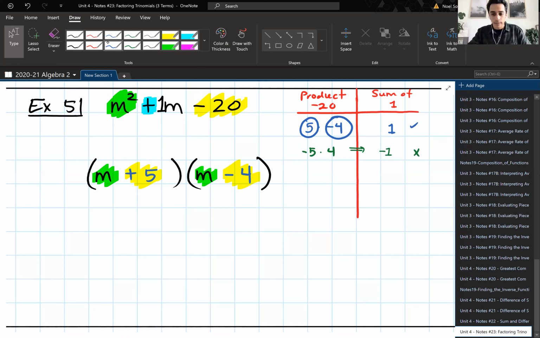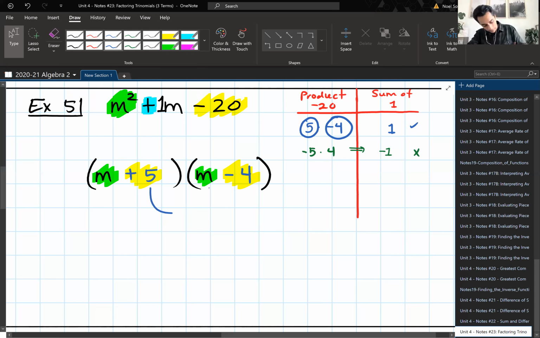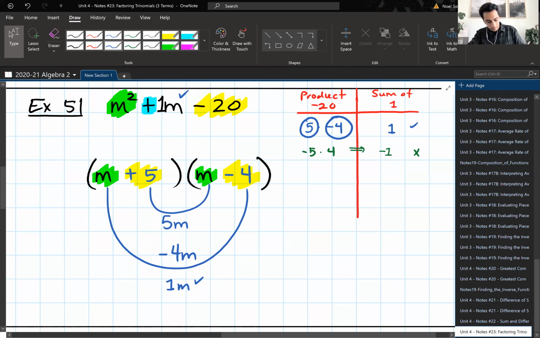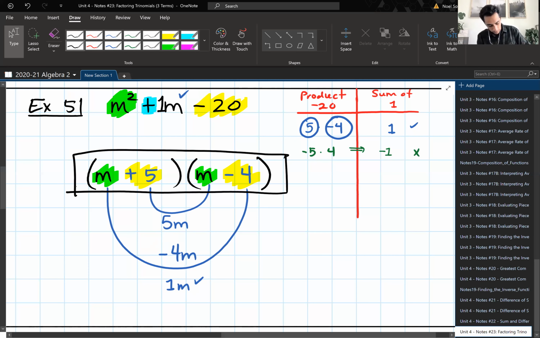Lastly, double happy face check, all right? 5 times m, positive 5m. M times -4, -4m. Okay, you can add them, or you can just see how 5 minus 4m is just positive 1m. That checks out. So my factorization is m plus 5 times m minus 4.